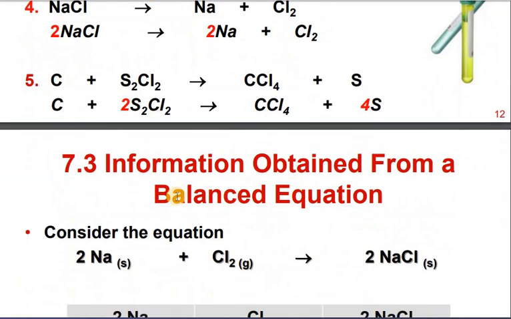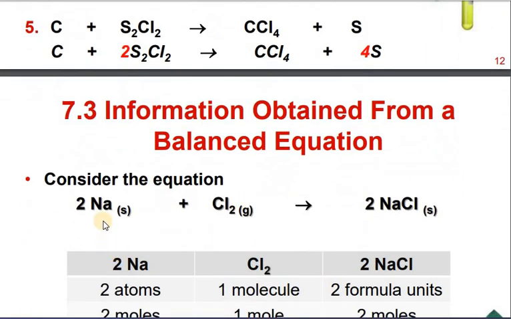Okay, so now the next topic is information obtained. Let us say this reaction is there, Na plus Cl2 to give NaCl. What information is given? It is a solid, it is a gas, it is a solid. This is one piece of information. The second thing is 2 sodium atoms combined with 1 molecule of chlorine give rise to 2 molecules of NaCl, or 2 atoms of sodium combined with 2 atoms of chlorine to give 2 molecules of NaCl.